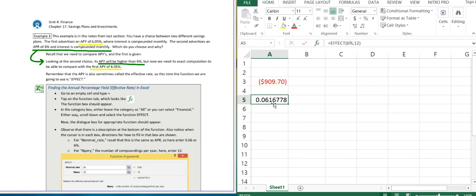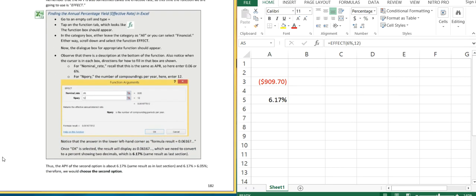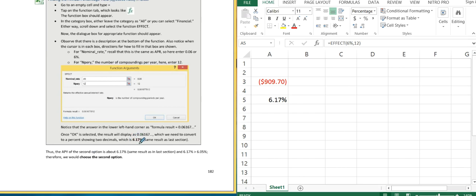And just like when we do our new minus old over old, we get the decimal form first. Same thing here. Interest rates, all semester, I've always emphasized percents, whatever, to 2 decimal places. So let's just stay consistent with that. So here we get the same thing that we got last time. It's 6.17% here. So once again, same conclusion. We're going to choose the second option because it has a higher APY.